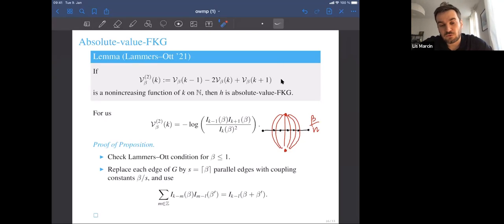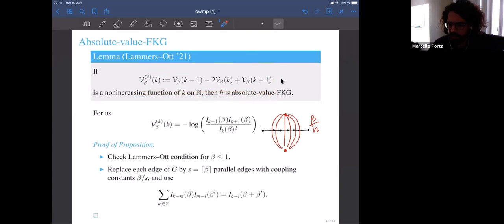And somehow it plays a role here, and this is the whole argument. So we check this lemma for small values of beta, and then we say, okay, but this is enough. In particular, we still don't know if this lemma, or this condition, is true for higher values of beta, but we know that the height function has absolute value FKG. So this is not an equivalence. This is a stronger condition.